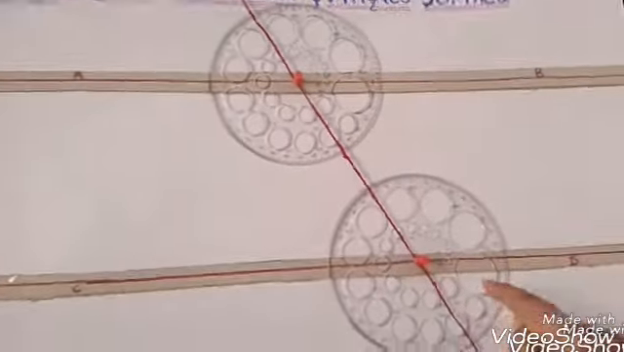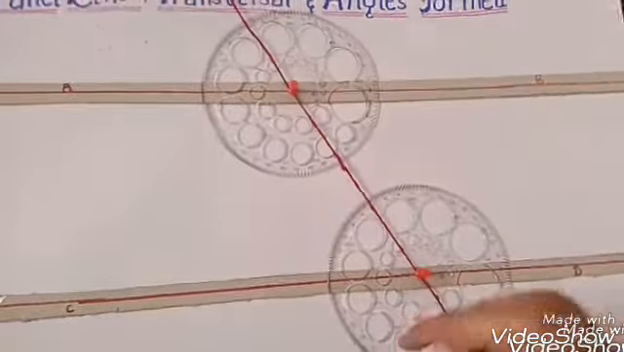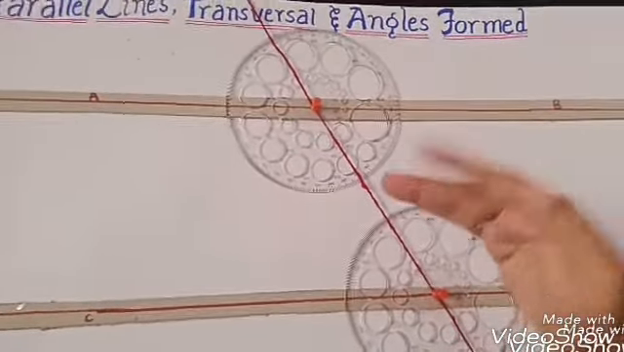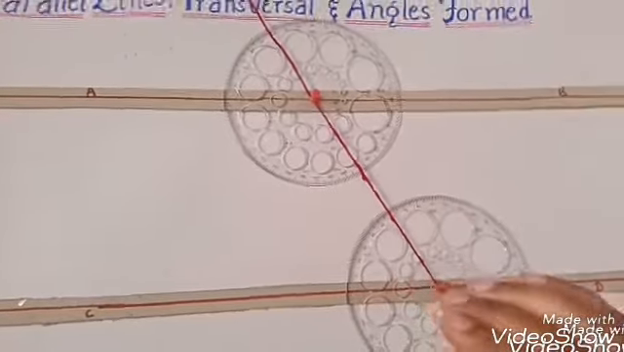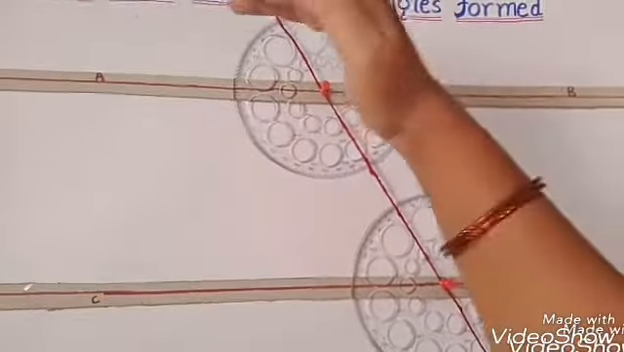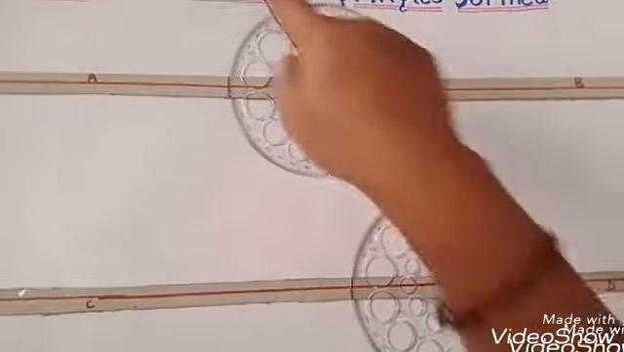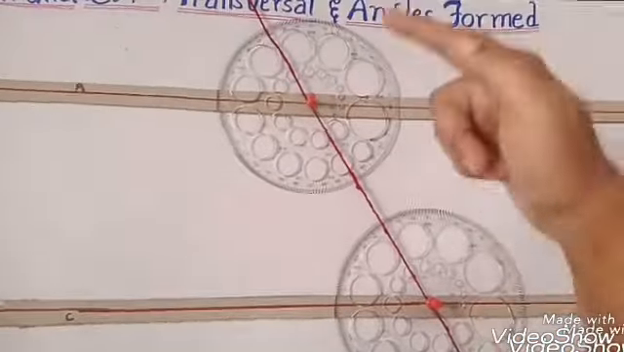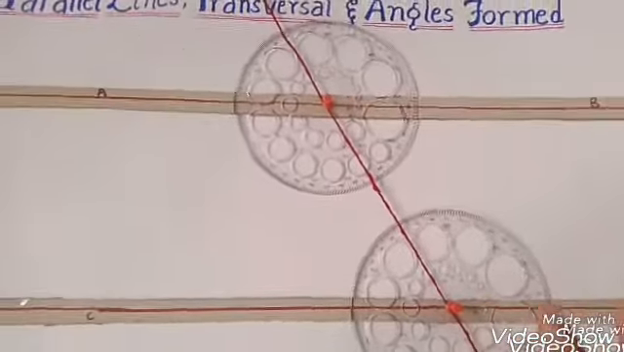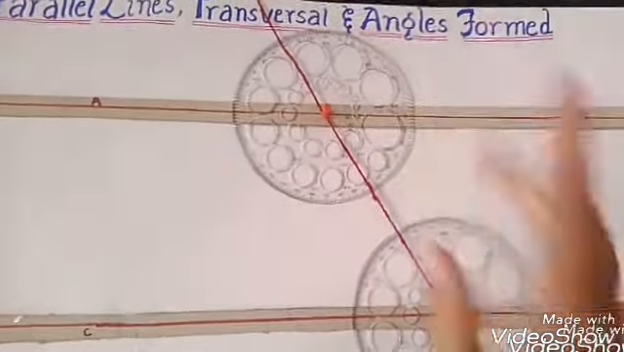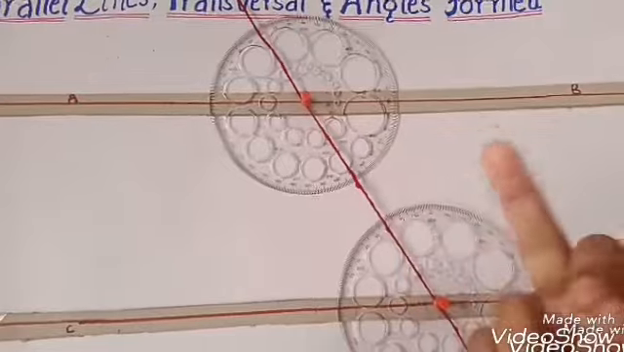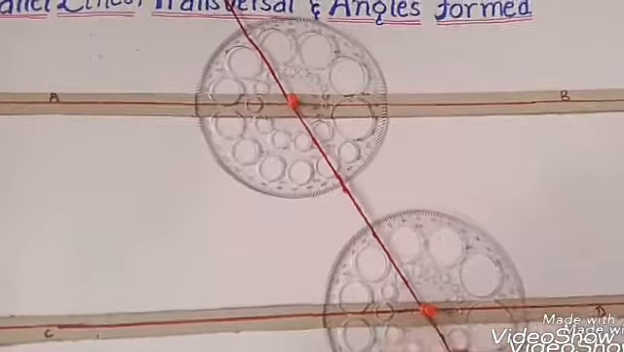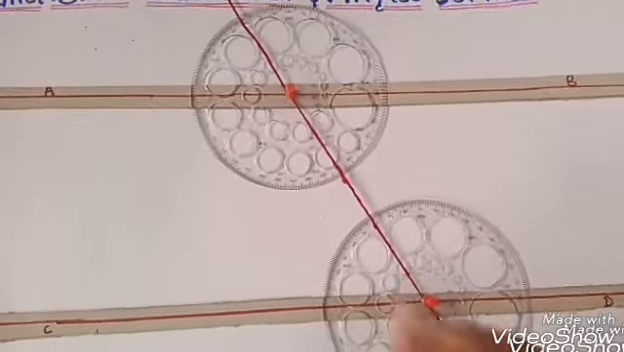In the same way, here 60 degrees and here 60 degrees, and here 120 degrees and here 120 degrees. Since they are outside the parallel lines, we call them exterior angles. So exterior angles are equal, and this angle and this angle, this angle and this angle, we call alternate exterior angles. Now we have studied vertically opposite angles, and second the alternate interior angles. The third type of angles formed we call corresponding angles.